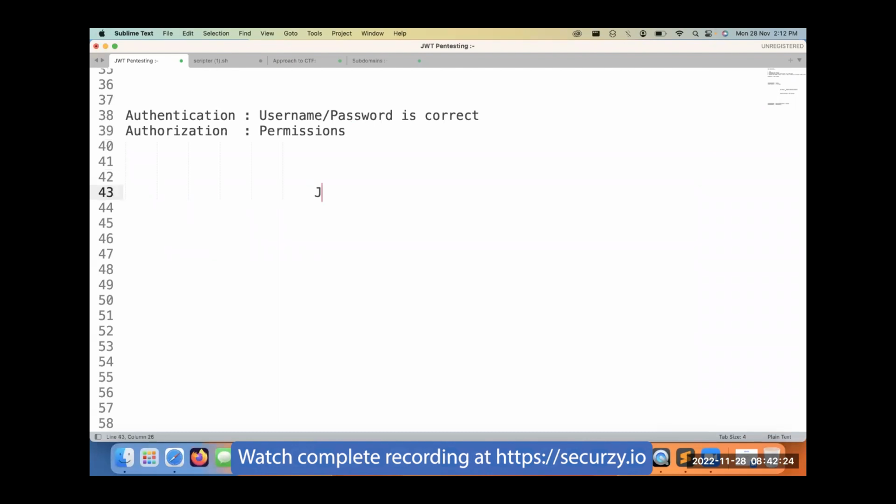For example, a JWT token might look something like this, which is 1.2.3. There are 3 parts of a JWT token, which are separated by dots. Now, what are these 3 parts? Let's understand that as well. The first part is known as the header. The second part is known as the payload. And the third part is known as the signature. So a correct JWT token would have 3 parts, which is divided into header, payload, and signature.